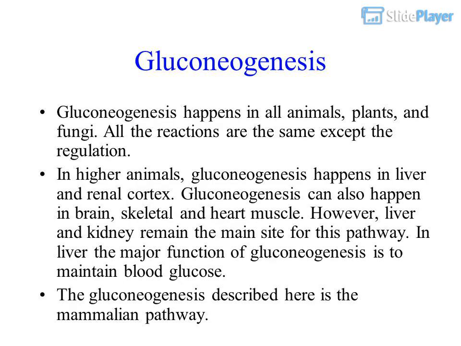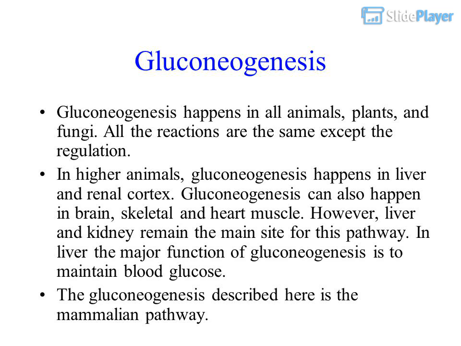Gluconeogenesis. Gluconeogenesis happens in all animals, plants, and fungi. All the reactions are the same except the regulation. In higher animals, gluconeogenesis happens in liver and renal cortex. Gluconeogenesis can also happen in brain, skeletal and heart muscle. However, liver and kidney remain the main site for this pathway.